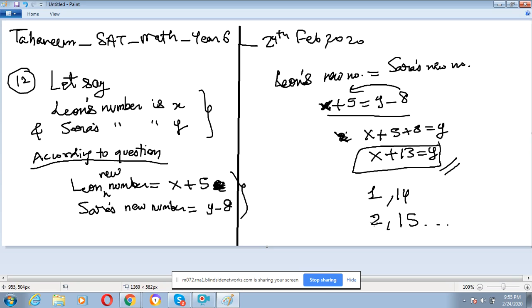If you add 5 to Leon's number, you can check any. If you add 5 to 2, and subtract 8 from 15, you'll get the same answer. 2 plus 5 is 7. 15 minus 8 is 7. So when you add 5 to Leon's number and subtract 8 from Sarah's number, you get the same. So there are many possibilities. Y equals X plus 13. That is the main thing. When you put X as 2, you get Y as 2 plus 13, which is 15. When you put X as 3. Understood? Yes.